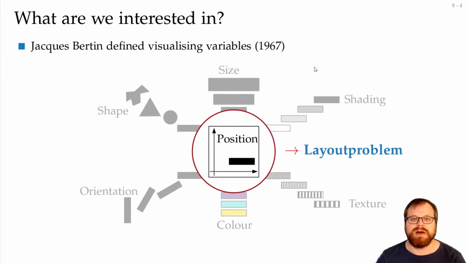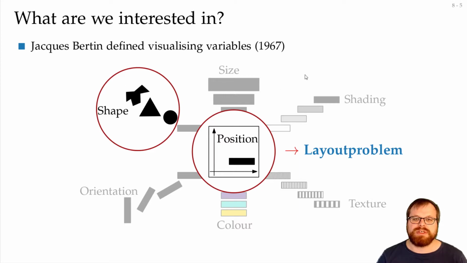We want to figure out where we place the vertices so that we can connect them in a good way. But also the shape is important, because we have different ways that we can represent vertices, and we have different ways that we can represent edges. It doesn't have to be straight line segments. It can be curves, it can have bends, it can be completely different.